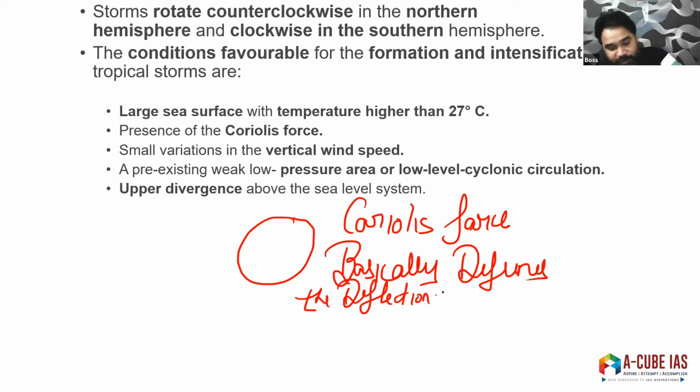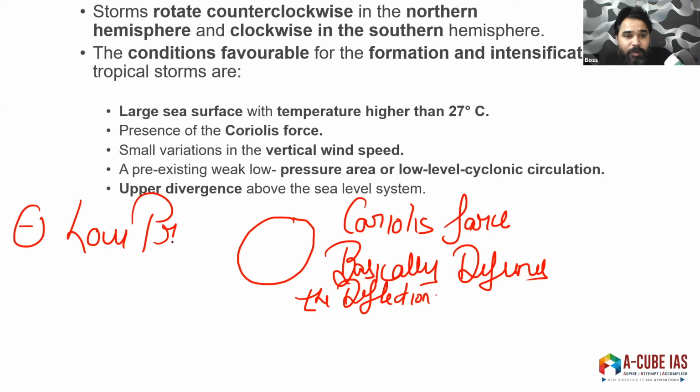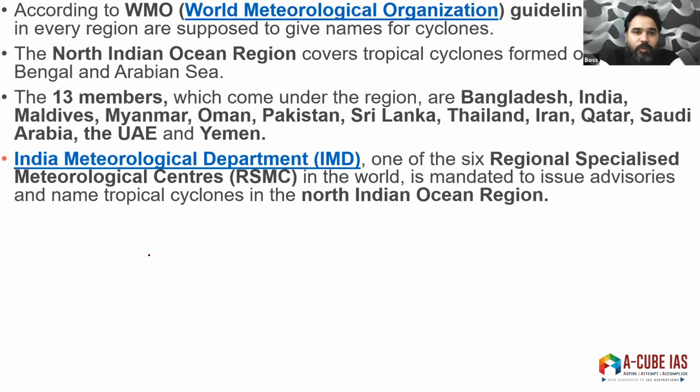Another very important condition is that there has to be a pre-existing low pressure area. Importance of a low pressure area. So these are some of the important conditions required for the proper formation of a cyclone. Now, guys, let's talk about how the naming is actually done.